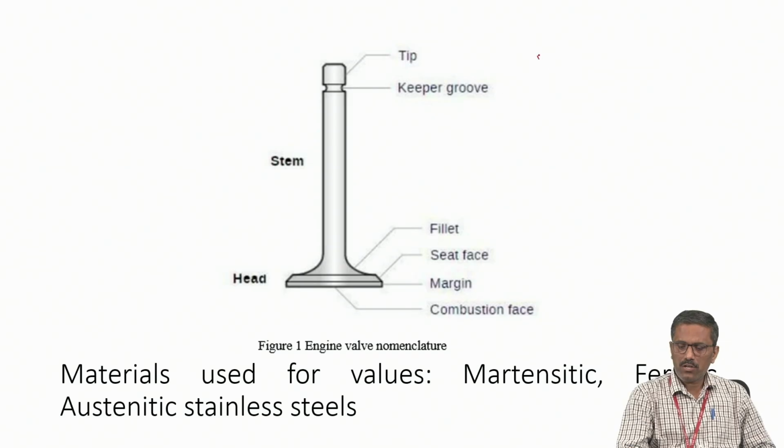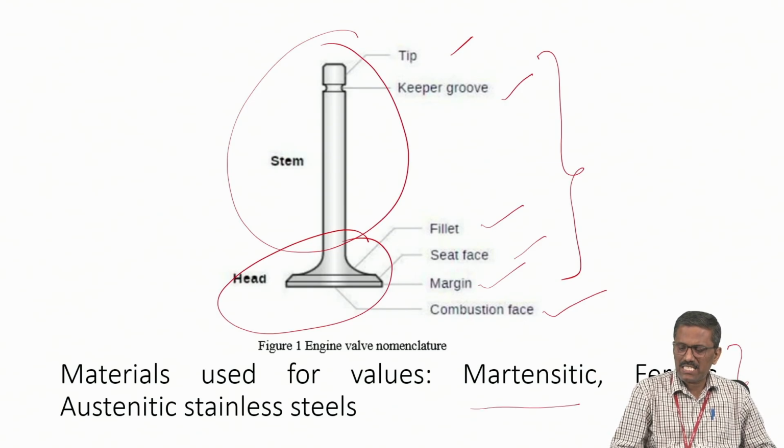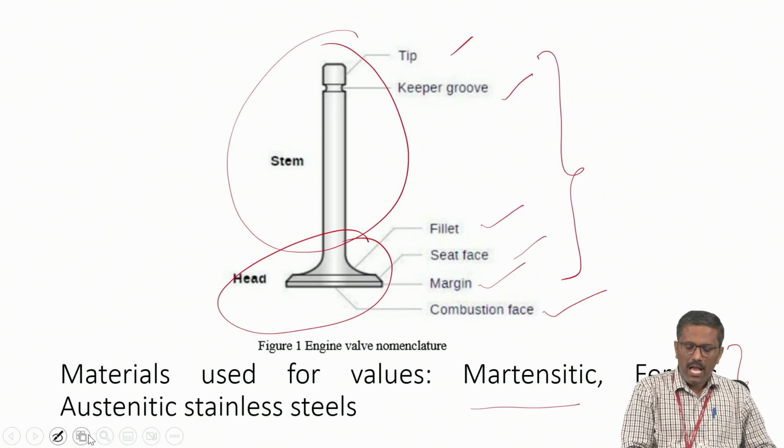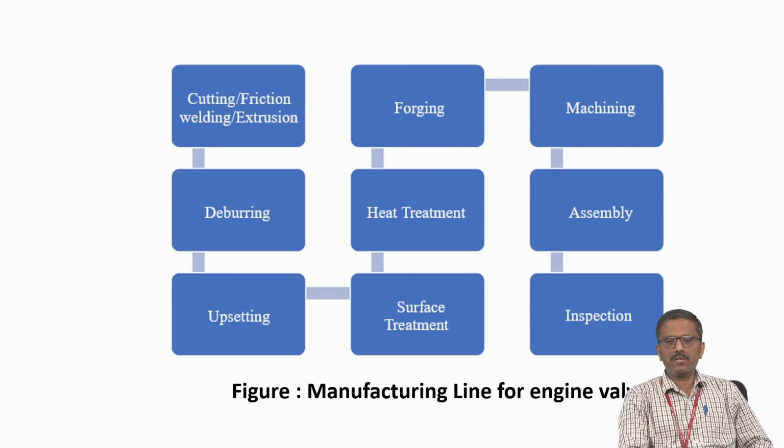This is the structure of an engine valve. It basically consists of two parts: one is the head, and the other is the stem. There are minor elements of this engine valve: the tip, keeper groove, fillet, seat face, margin, and combustion face. The materials mostly used to manufacture engine valves are martensitic stainless steel, ferritic stainless steel, and austenitic stainless steel.